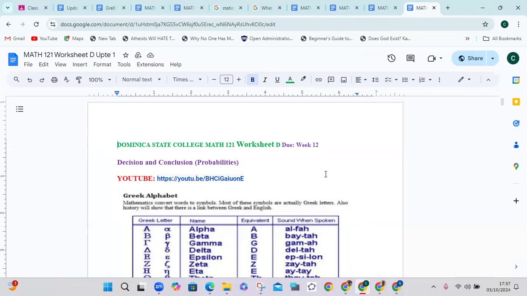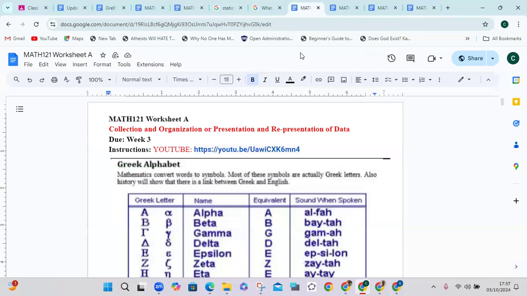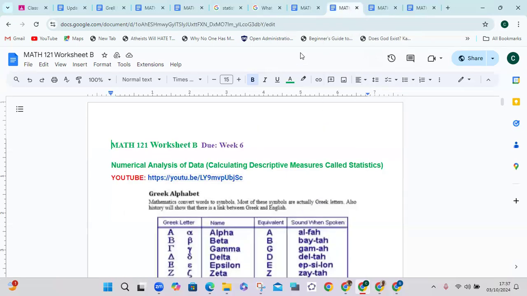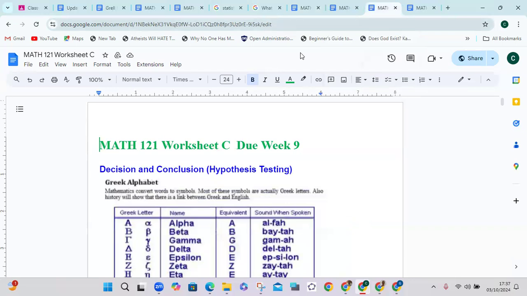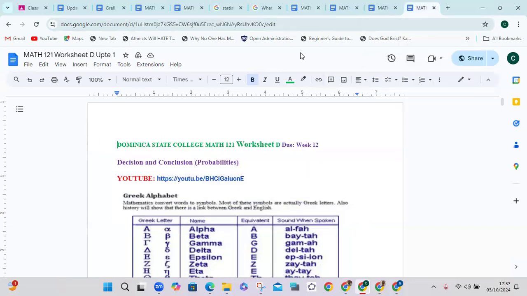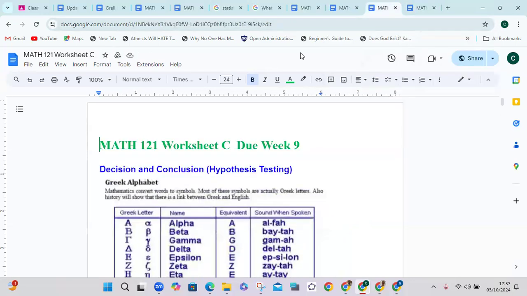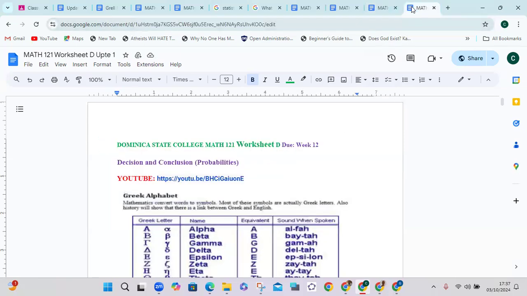Extension can be provided. As you can see, each worksheet has a YouTube video at the beginning explaining how to begin it. Well, worksheet C does not have one. I'm wondering why, but worksheet B also has.